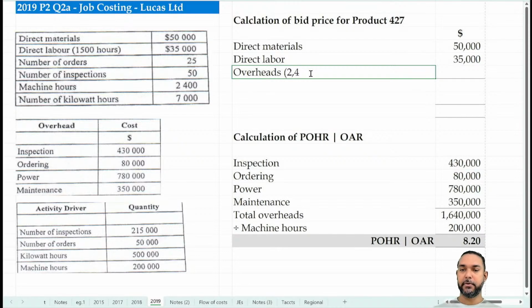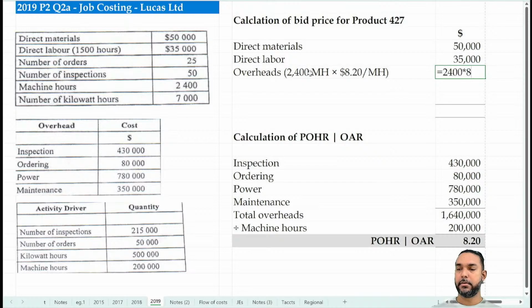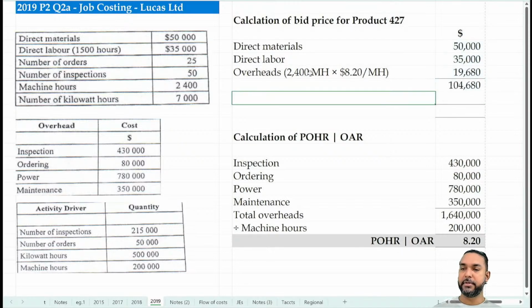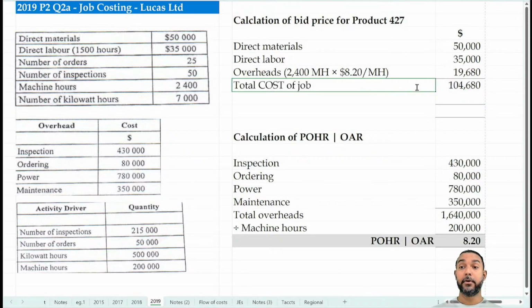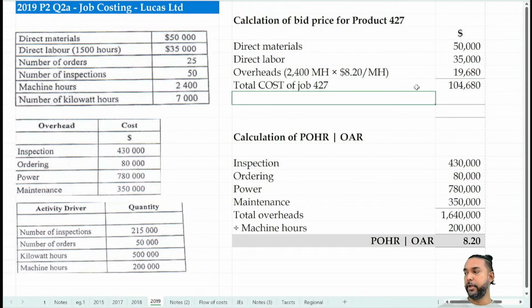Right, so the machine hours is 2400, MH is machine hours. I'm going to multiply that by $8.20 per machine hour. Right, 19,680. Cool. Thereafter, we're going to add up those items there. So this would be the total cost of job 427. Now, remember, if you are bidding, you are offering your services to provide these things, you have to tack onto that your profit. So the bid price is basically your selling price.